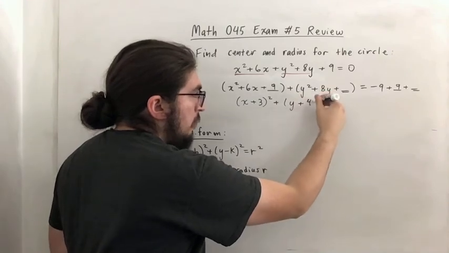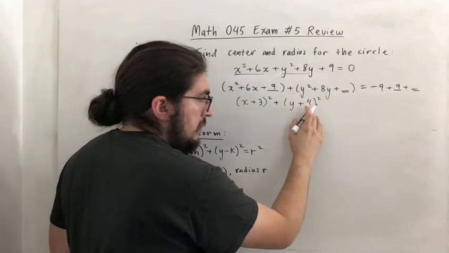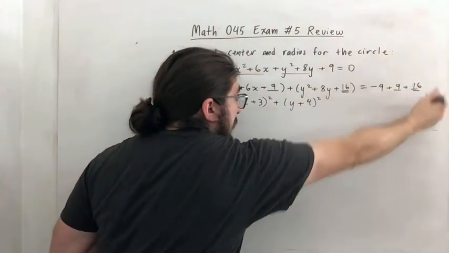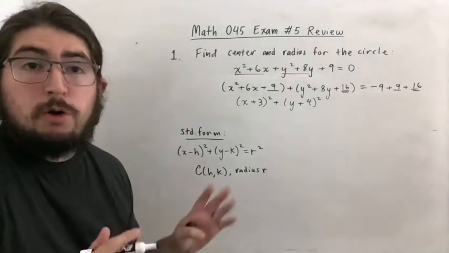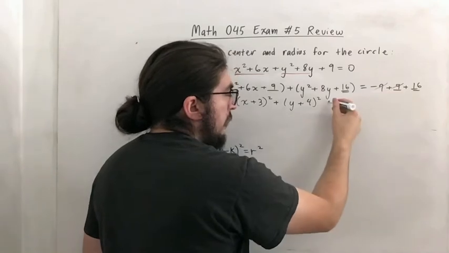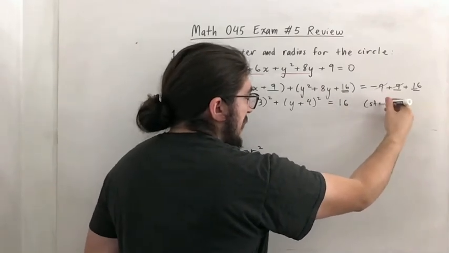Halving 8, we get 4. If you expand this out, you get y squared plus 8y plus this squared is 16. So we need to add a 16 to this side. Perfect. Notice, coincidentally, these 9s actually cancel out on the right side. We're just left with 16. So now this is in standard form.